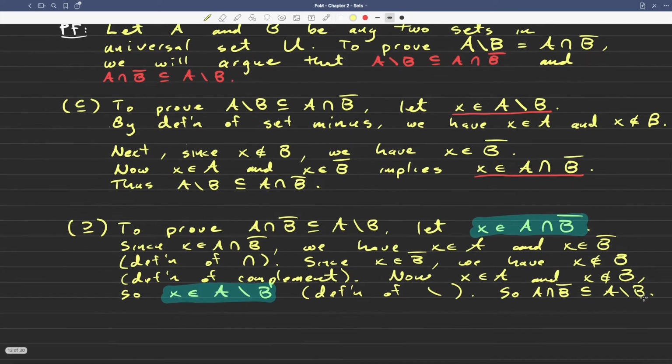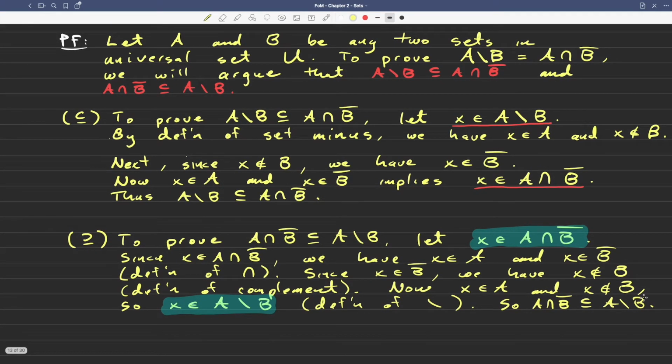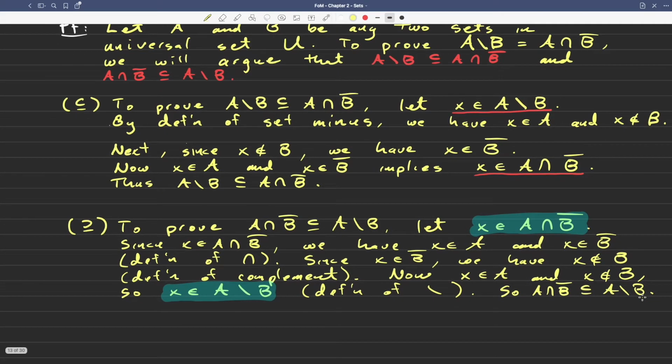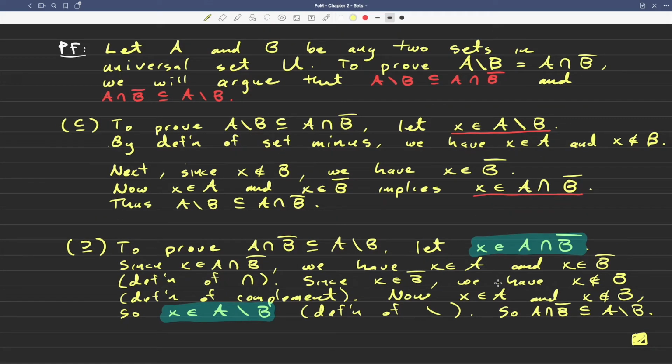And now, having proven both of these containments, we've proven equality, right? So we're done. This proof right here is really worth studying and making sure you understand it through and through. It's a good method. When we're proving set equality, I would say probably 90% of the time, this is the method that you're going to want to use.